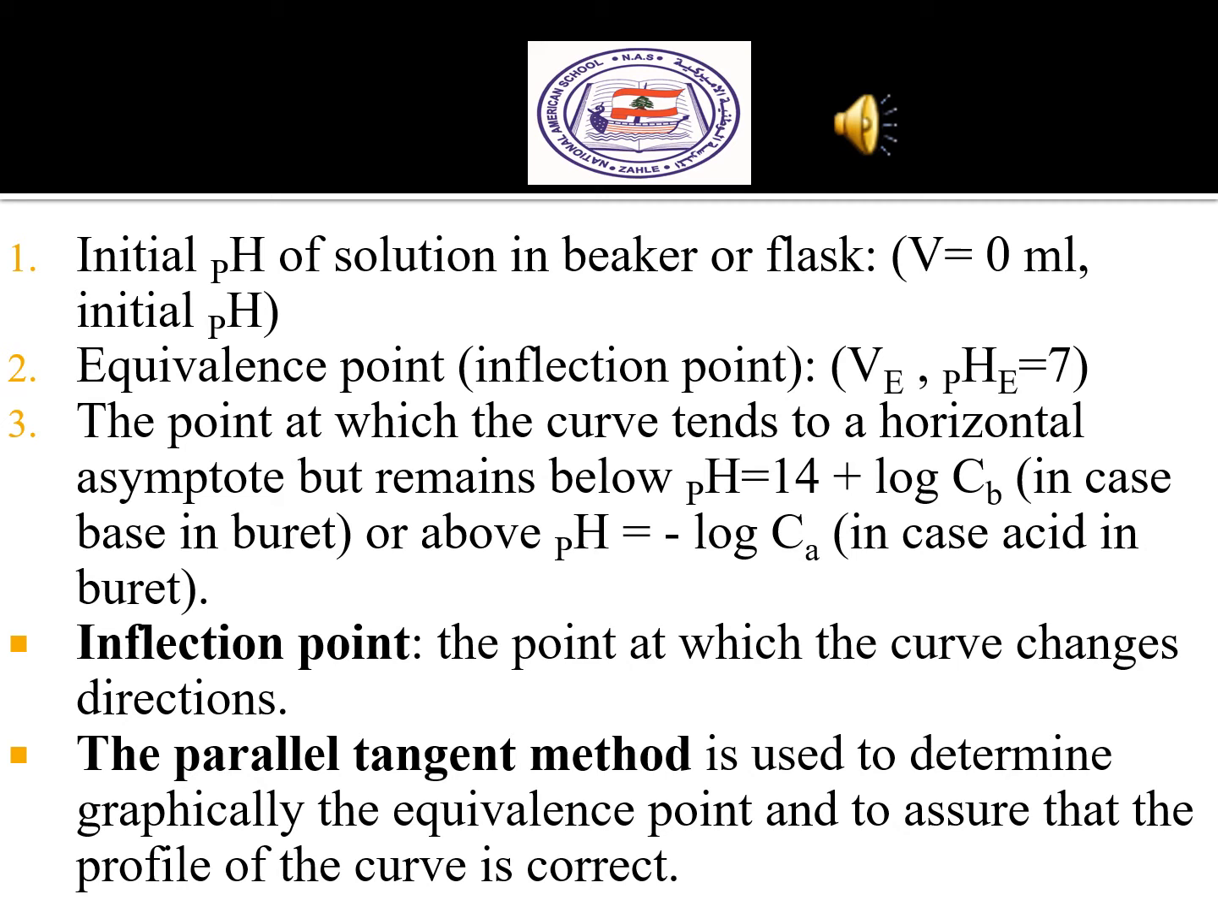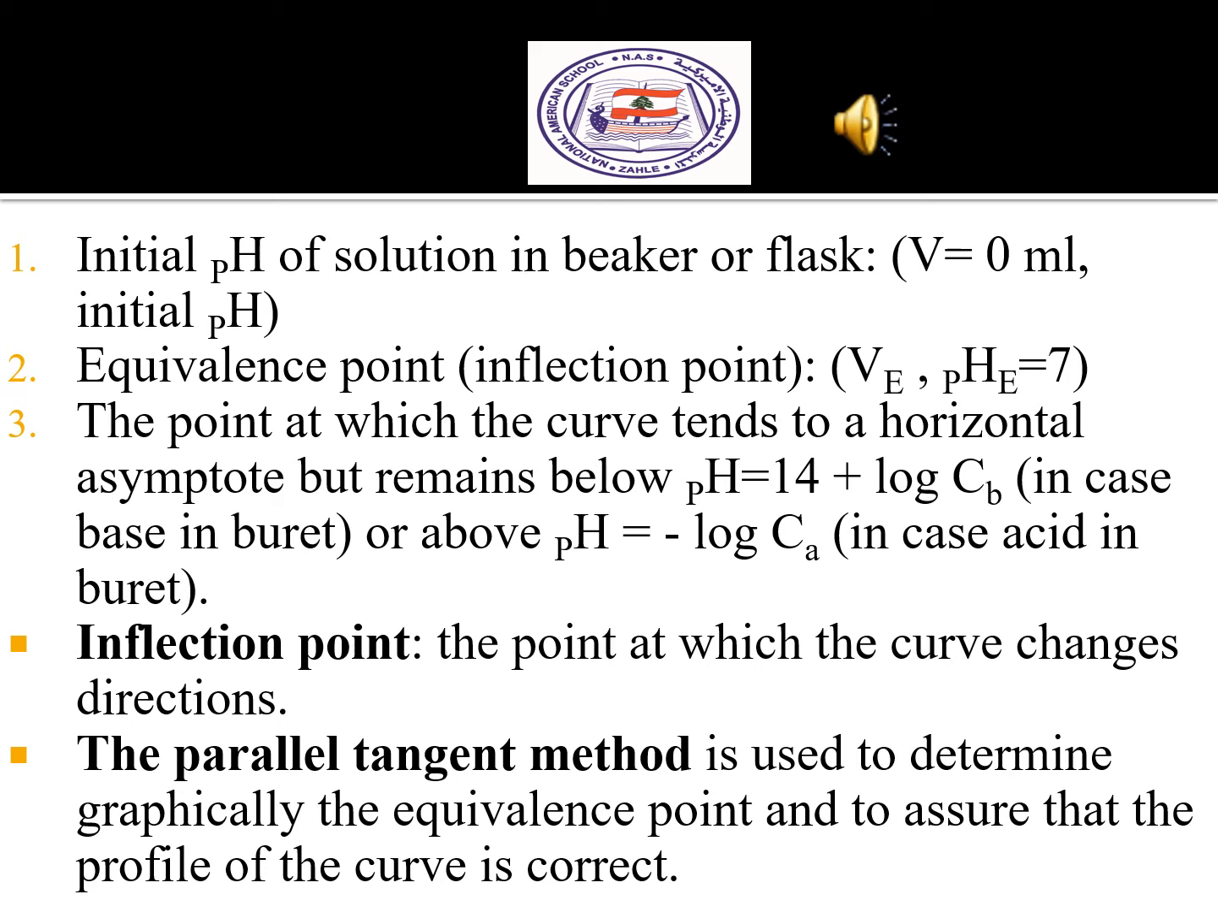Point number 2 is the equivalence point, which is the inflection point, and the coordinates of the equivalence point are VE, which is the volume of either the acid or the base added to reach equivalence, and of course pHe equals 7. Remember, the abscissa is the volume of the solution added from the burette in milliliters, and the ordinate is the value of the pH. Remember that when we have a titration between a strong acid and a strong base, the pH at the equivalence point is equal to 7.